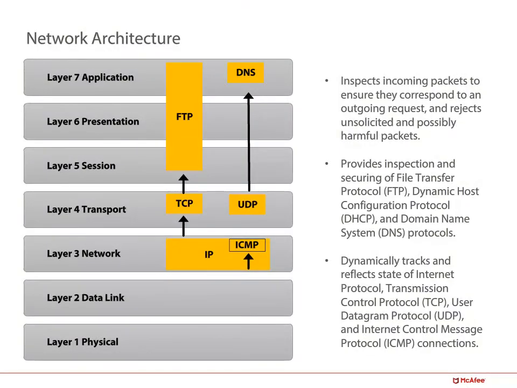In the network architecture, the desktop firewall addresses all the layers of the OSI model. It will look at the incoming packets, make sure they do correspond with your outgoing request, and rejects any unsolicited and possibly harmful packets. As I said before, it does provide inspection of the FTP protocol, DHCP, and DNS, and it will dynamically track and reflect the state of your internet protocol having to do with these different types of connections.